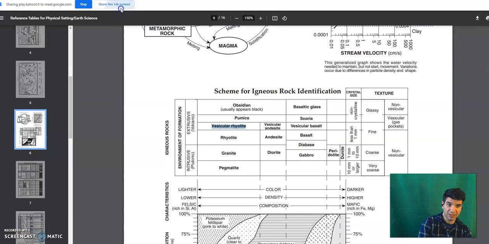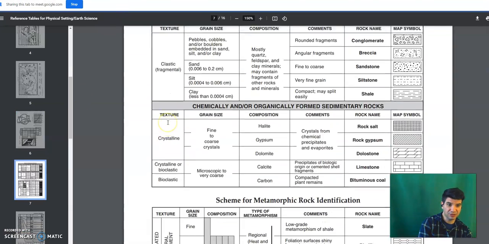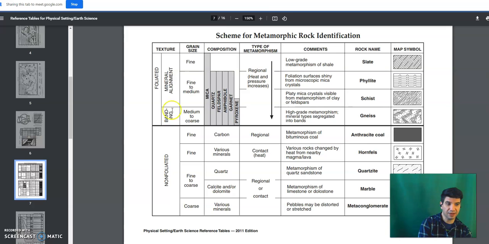So if you go to ESRT page 7, go towards the bottom, you can see here it says Scheme for Metamorphic Rock Identification. You've got foliated and non-foliated. With your foliated rocks, those are created by heat and pressure, you can see that slate turns into phyllite, phyllite turns into schist, and schist turns into gneiss. Remember, this is all about who's the parent rock. So phyllite's parent is slate, whereas schist's parent is phyllite.